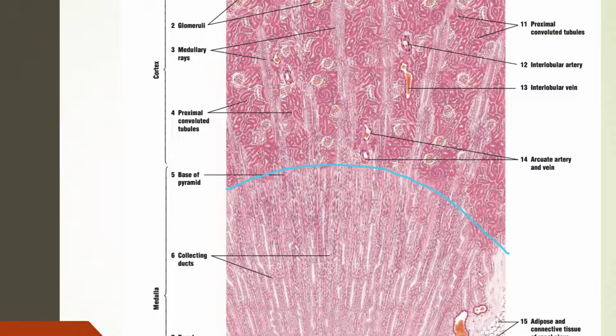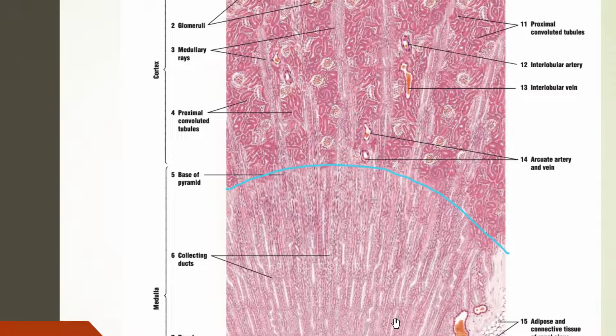We have proximal and distal convoluted tubules. Besides the renal corpuscle in the cortex, in the medulla we have mostly the collecting duct, the papillary duct, and the loop of Henle. And as I told you, the blood vessels are located everywhere.